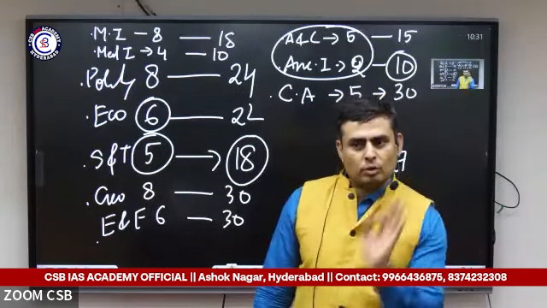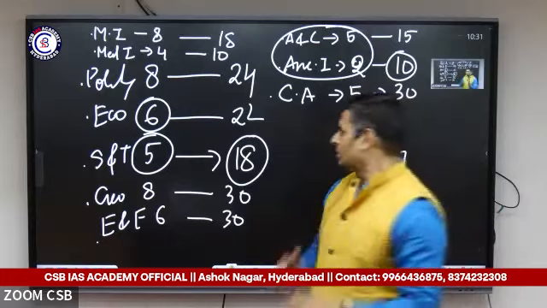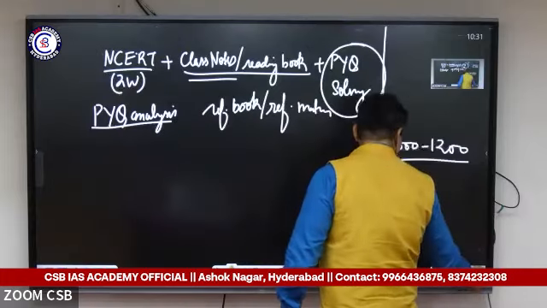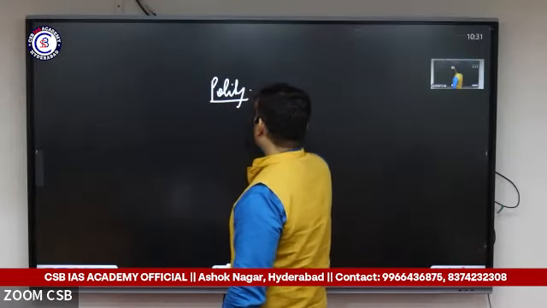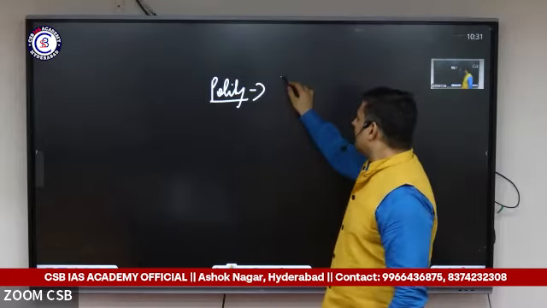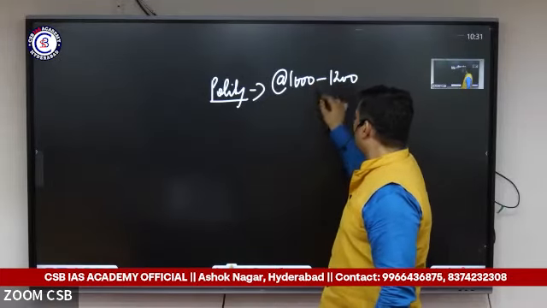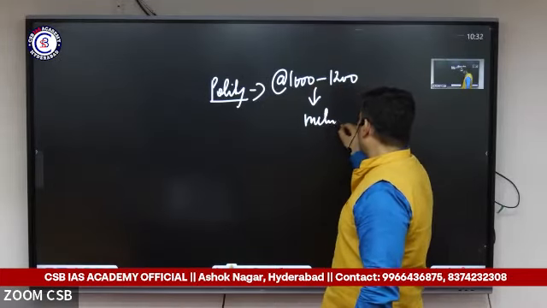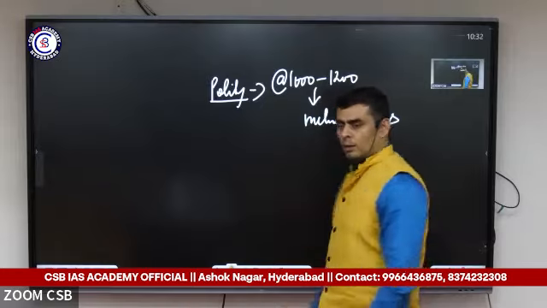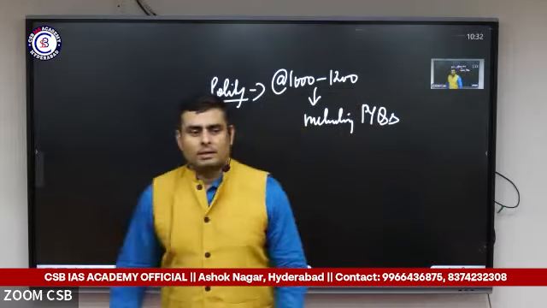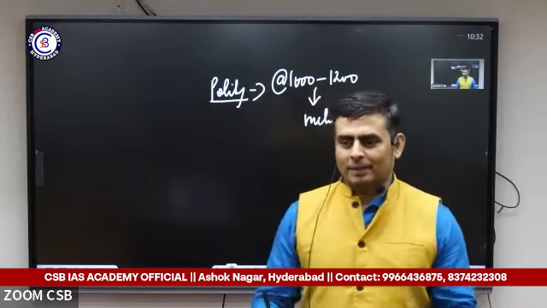9000 questions, when you will solve. Fine. So question solving, suppose I have started solving what? I have started solving polity. Target is 1000 to 1200 questions, including PYQs.